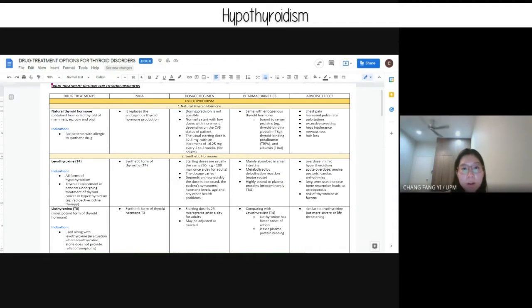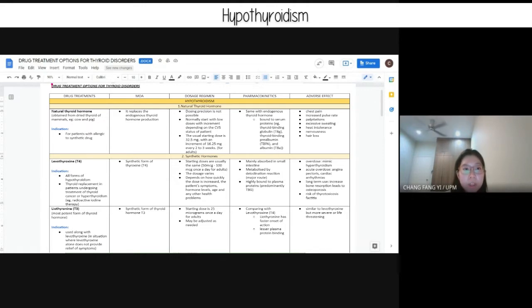So for hypothyroidism, there are two types of drugs that we can give to the patient. First one is the natural thyroid hormone and the second one is the synthetic hormones. So the natural thyroid hormone is actually obtained from the dry thyroid of mammals, for example, the cow and the pig. The thyroid of these animals is dried, the fat is taken out, and then it is ground into powder form so that the patients can take it in tablet form through the oral pathway.